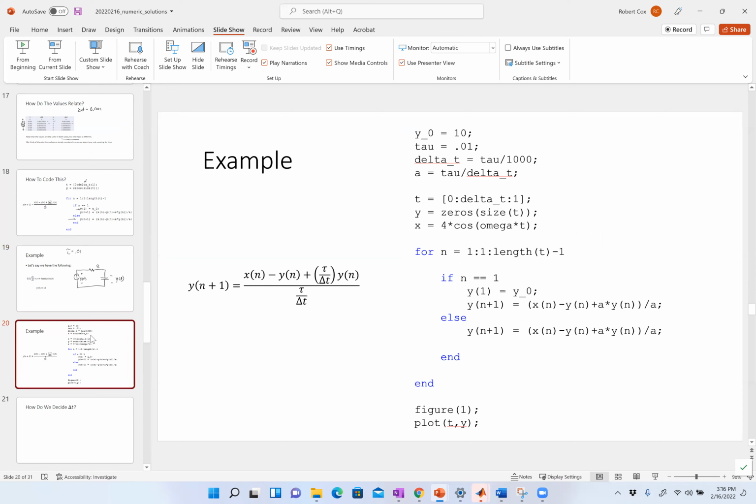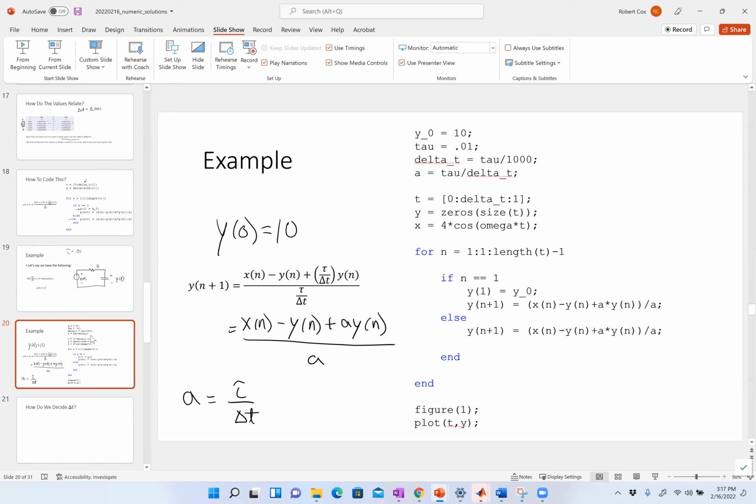Let's take a look at what I did. I was told that y of 0 was equal to 10. So what I did was I basically went through and said, let me write it this way: x of n minus y of n plus a times y of n, all divided by a, where a is equal to tau divided by delta t.